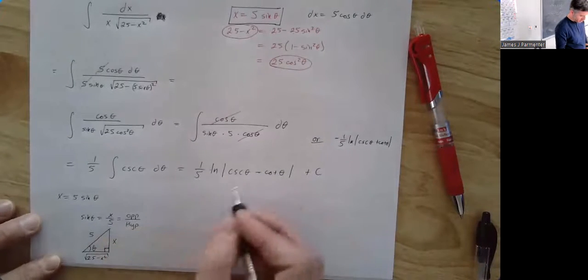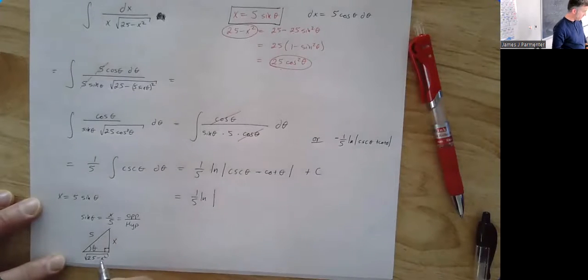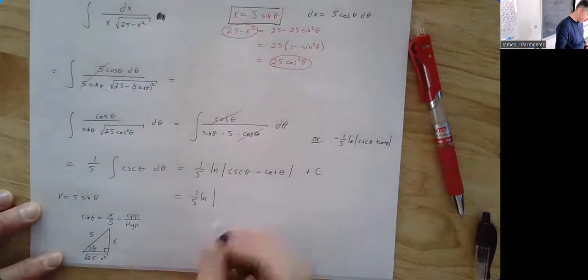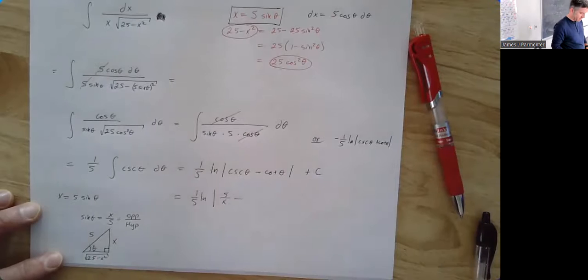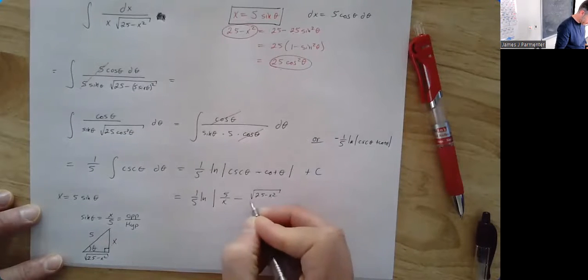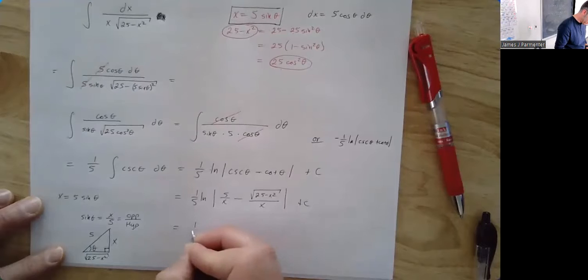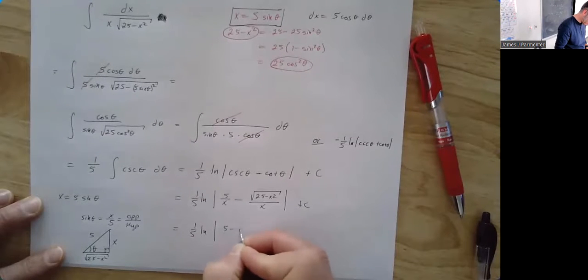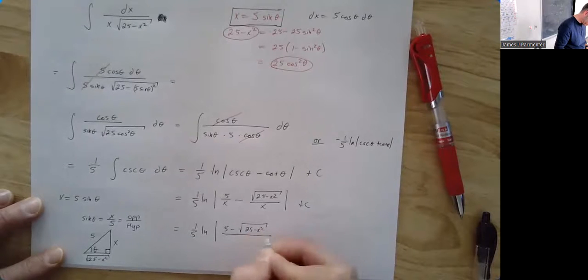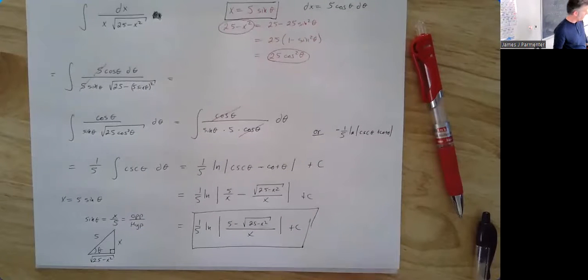So then, looking at our answer, I'm going to get 1/5 natural log of the absolute value of cosecant of theta, which is the reciprocal of sine, so 5 over x, minus cotangent of theta, which is the reciprocal of tangent, so not opposite over adjacent, but adjacent over opposite. So square root of 25 minus x squared over x. And yeah, you could write that as one fraction, I suppose. So you write it as 1/5 natural log of the absolute value of 5 minus the square root of 25 minus x squared all over x. Or negative 1/5 natural log of 5 plus square root of 25 minus x squared all over x.